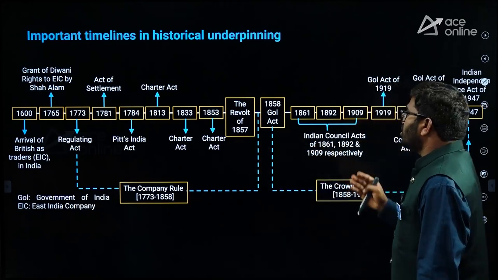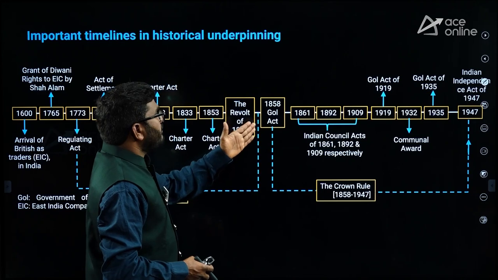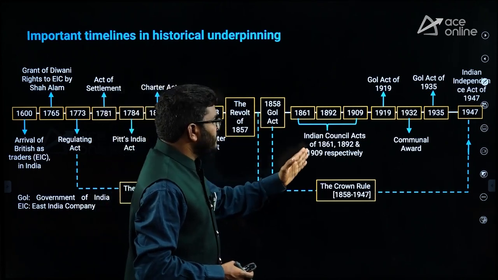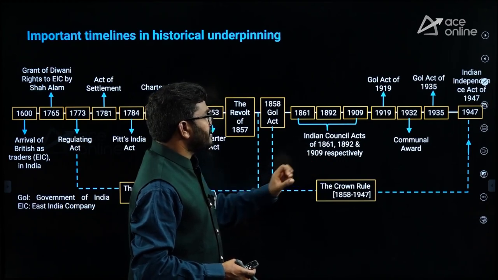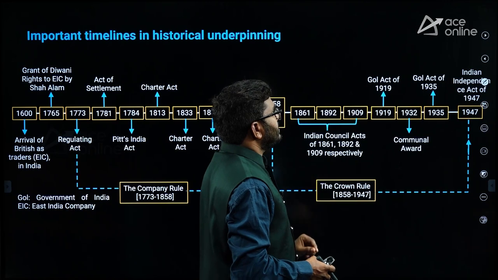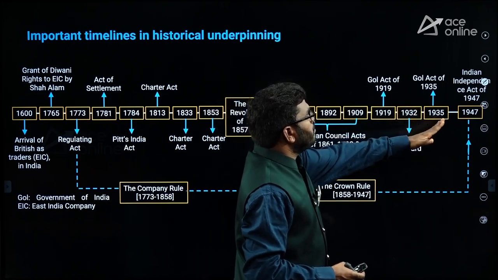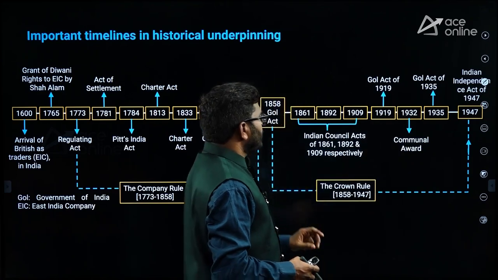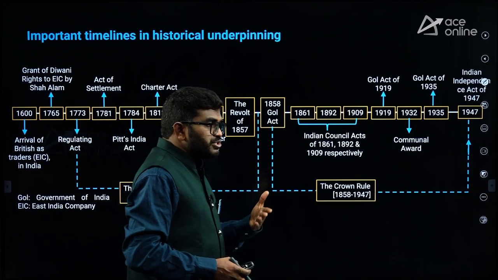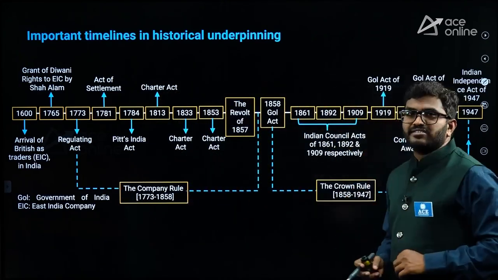Then after that, the crown rule. After that, the Government of India Act in 1858, then the Indian Councils Acts of 1861, 1892 and 1909 respectively, the Communal Award, the Government of India Act 1919, the Government of India Act 1935, and the Indian Independence Act 1947. So there are so many regulations and acts, and the Constitution of India evolved from these.